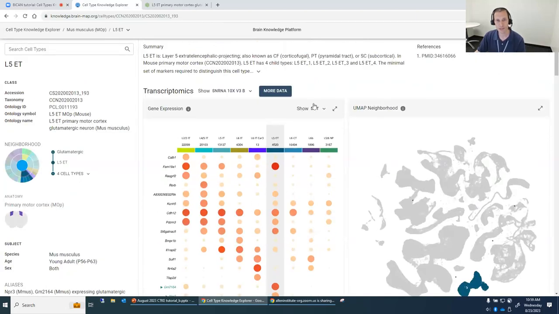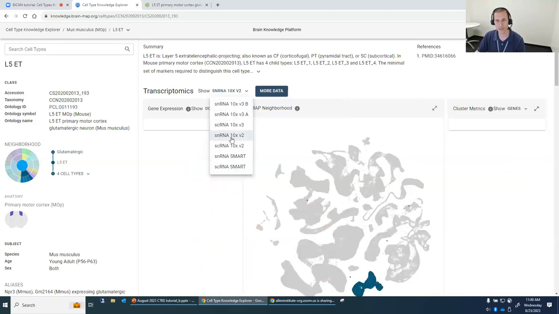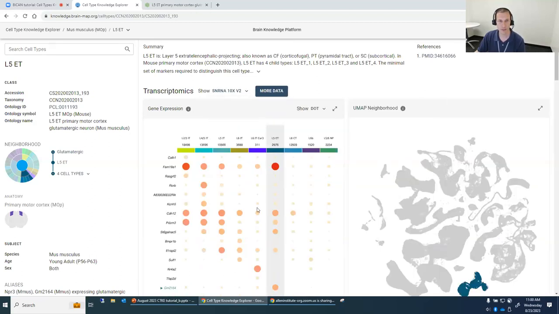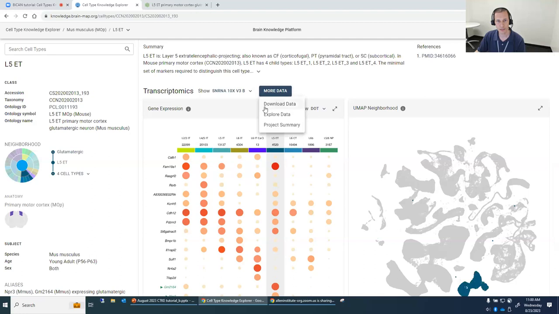Within each of these modalities, you can see links for the different data sets. Right now, we're just showing one of them, but there's actually 7 different gene expression data sets that went into this mouse project. So I've just now switched to another one. I'm going to switch back to this first one. For all of these data modalities, you can click on the More Data button to link out to the data download.